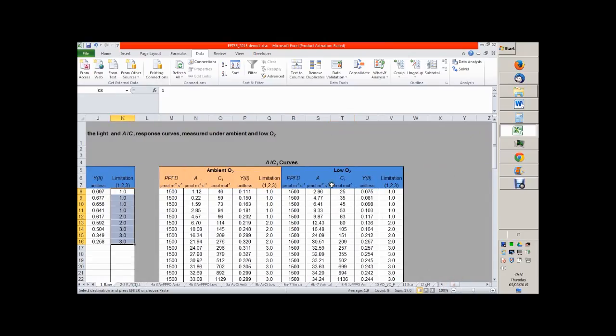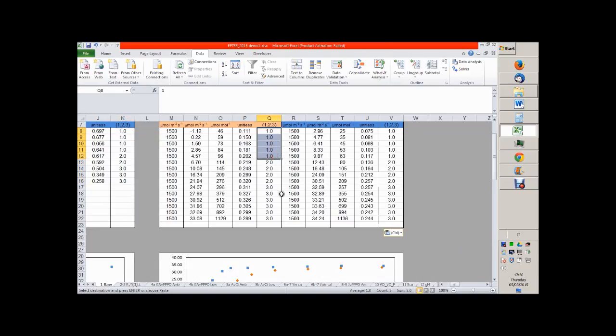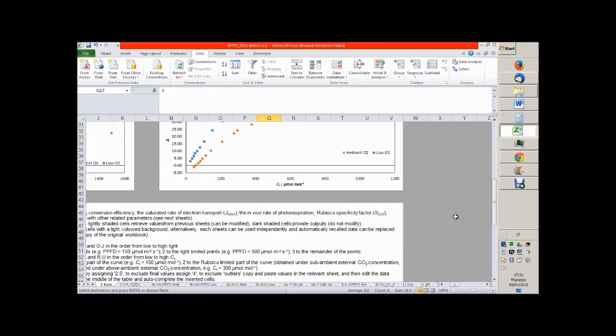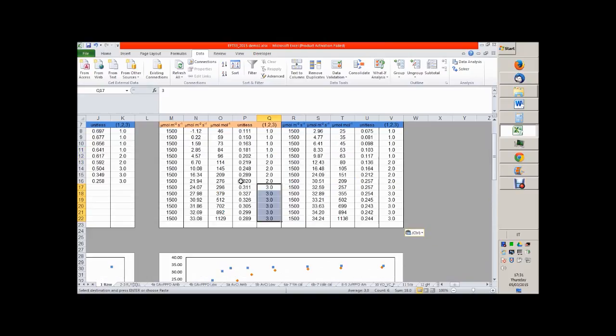Similarly, for ACi curves, one is assigned to the initial part of the ACi curve, two is assigned to the Rubisco limited part of the ACi curve, generally obtained with subambient CO2 concentration, and three is assigned to the ribulose regeneration limited part of the curve, which is generally obtained under enriched CO2 concentration. We will see in each sheet how these data points are automatically recalled.